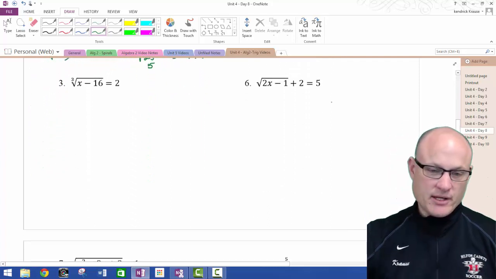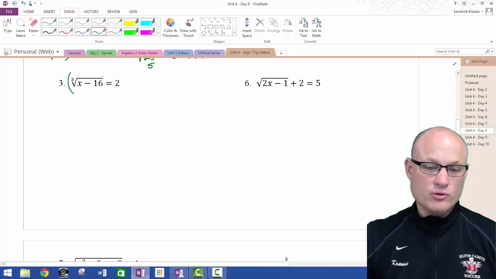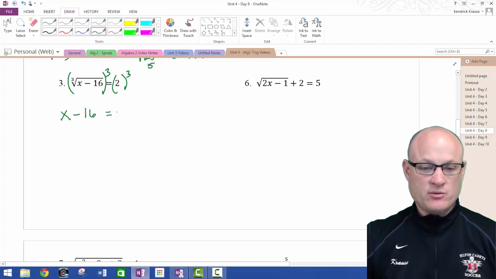Now, in order to eliminate, again, we have the cube root by itself here, but in order to eliminate a cube root, you must cube this side. You must take the cube of that side. And so that's what I'm doing. I get x minus 16 equals, well, 2 cubed is 8, not 6, 8. Add the 16 over, and I get x equals 24.